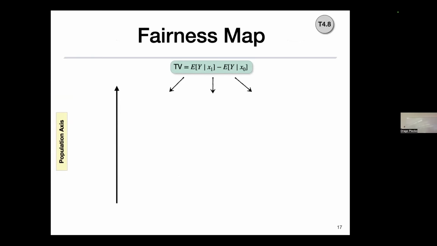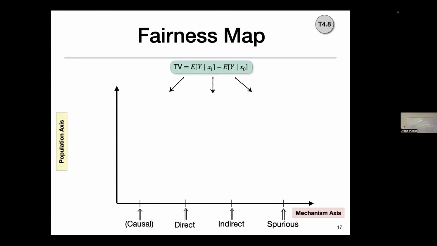And now I want to put this result in a formal way, which of course, to get all the nuances and the technical detail, you probably have to open the paper, but I want to give you an intuition about what's going on. I'm going to use exactly the same axes that I described. So first I'm going to use the population axis, then I'm going to add the mechanism axis, and I have direct, indirect, spurious mechanisms here. I also have added the causal effect as well. So causal in this setting means putting direct and indirect effects together, right? This is what I mean by causal, okay?